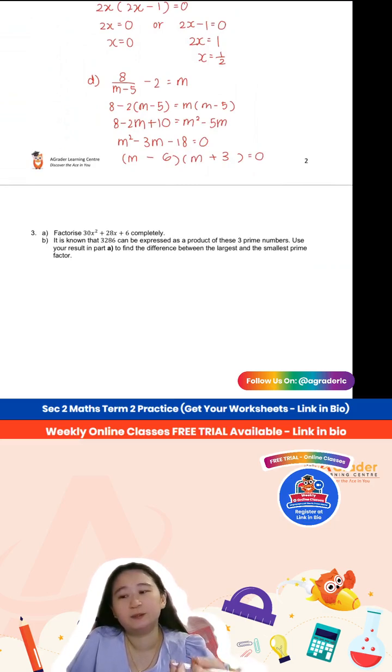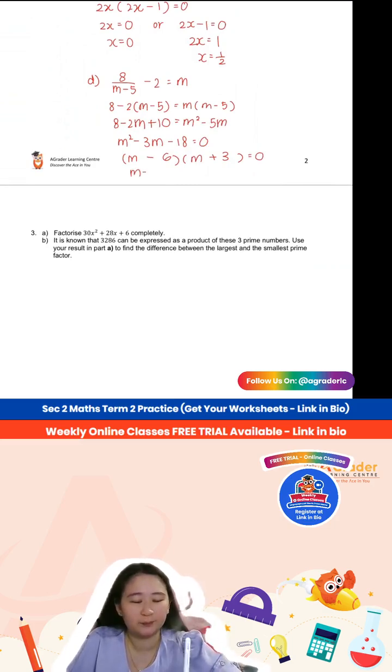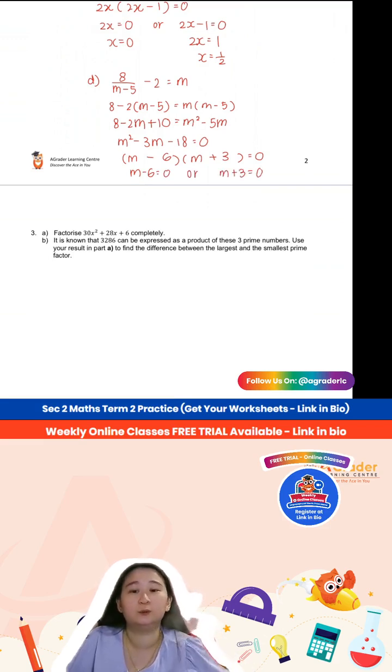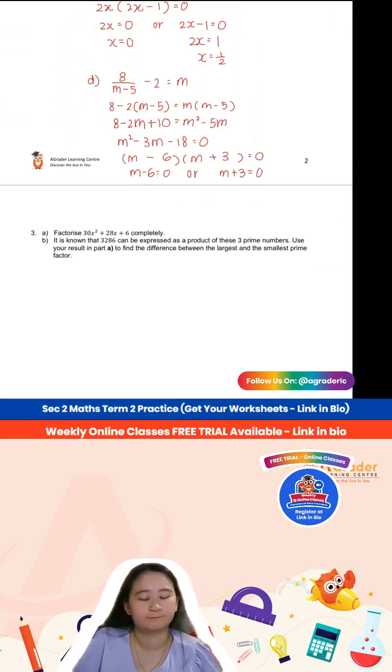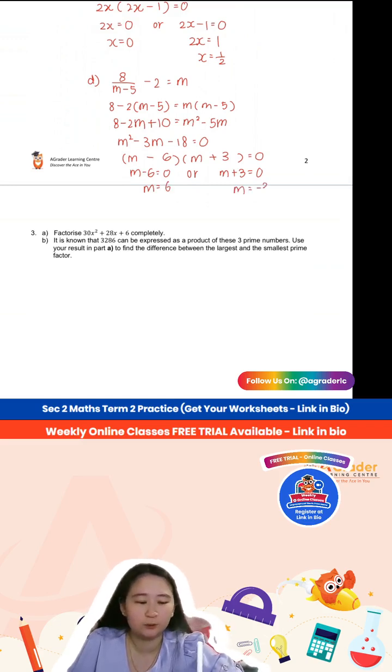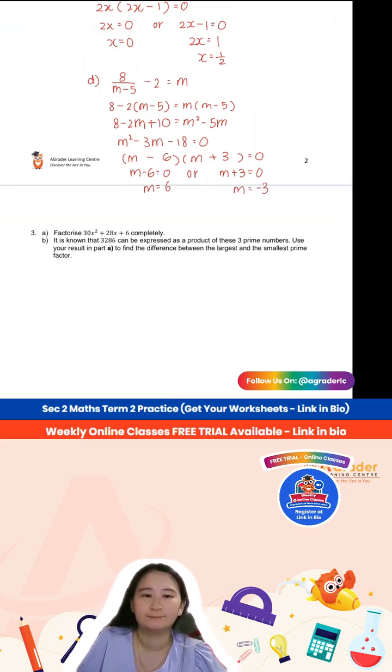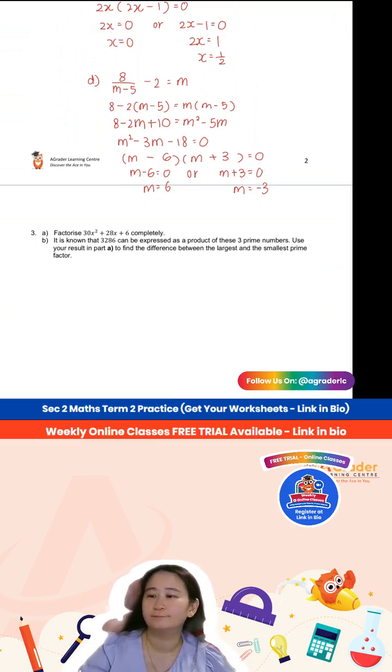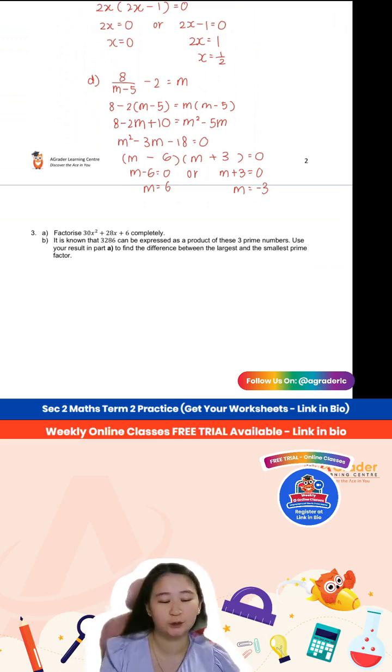Okay, then same thing, we apply the zero product principle here. m minus 6 equals to 0 or m plus 3 equals to 0. Therefore, m equals to 6 or m equals to negative 3. Okay, those who are done with question 2, you all can move on to question 3. Take a look at question 3 and try to solve question 3.